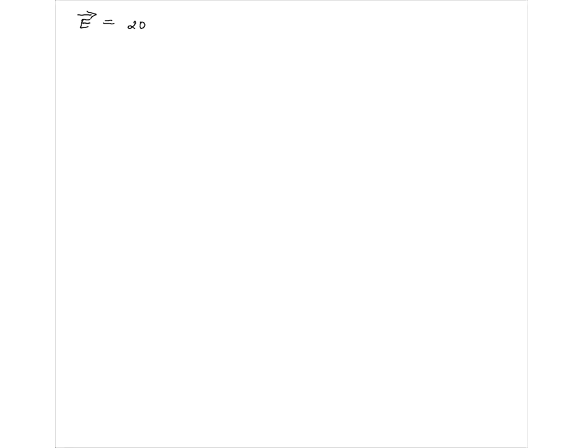In the previous question, field was depending on x coordinate. It was changing field. In this problem, field is constant. You can see no dependence on x or y or z. So it's a constant field. Take the reference potential at origin. Find the potential at 2, 2. It looks like a 2D problem.